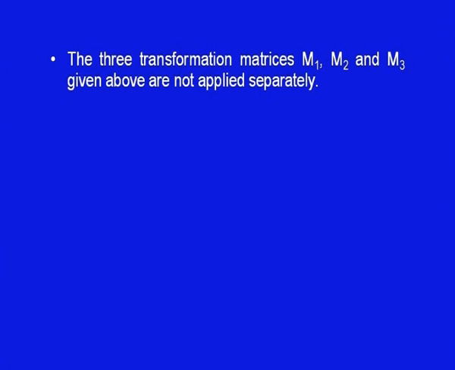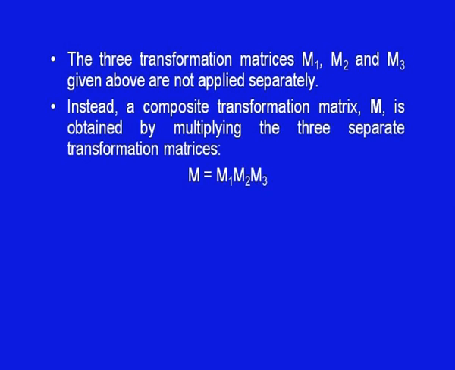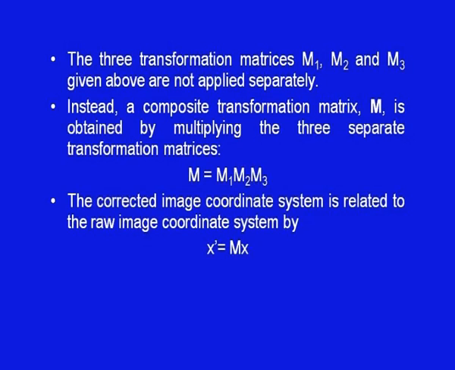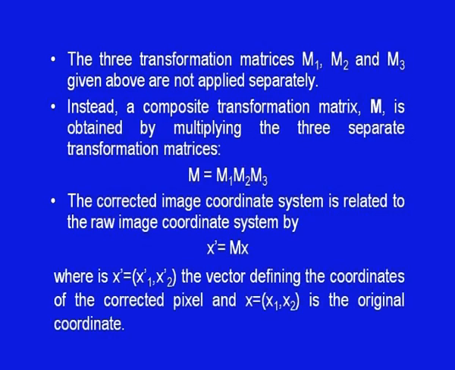The three transformation matrices M1, M2 and M3 are not applied separately. Instead, a composite transformation matrix M is obtained by multiplying the three separate transformation matrices. The corrected image coordinate system is related to the raw image coordinate system by x' = Mx, where x' is nothing but x1', x2', the vector defining the coordinates of the corrected pixel, and x is equal to x1 and x2, the original coordinates.